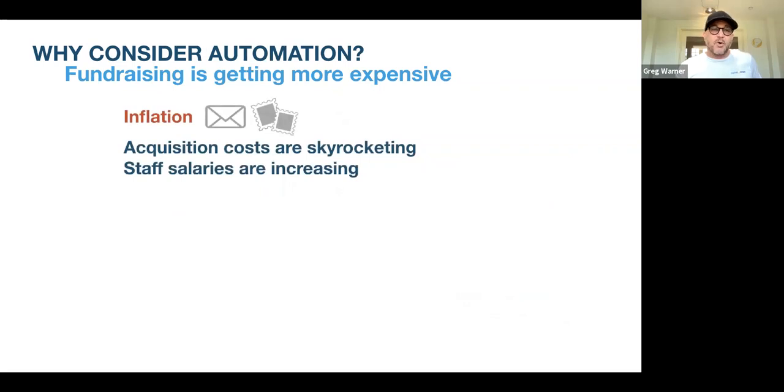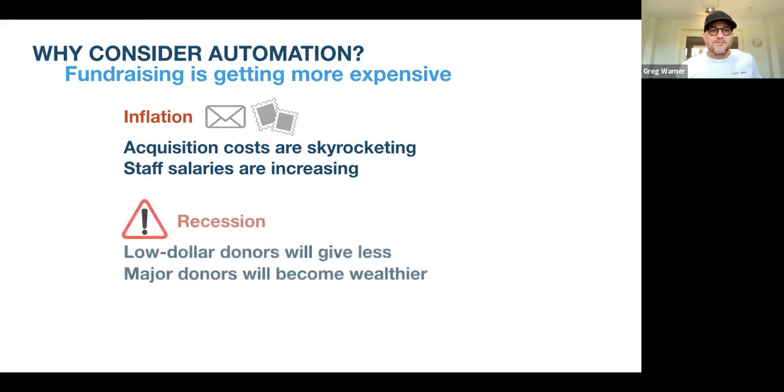I think now we even have another problem, which is inflation. I'm hearing that people can't get envelopes. The prices of their printing is going up 20%. Postage went up, I think last year or the past 2 years, something like 6.5%. Salaries are increasing. I mean, everything's getting more expensive, and we may have a recession on the horizon.